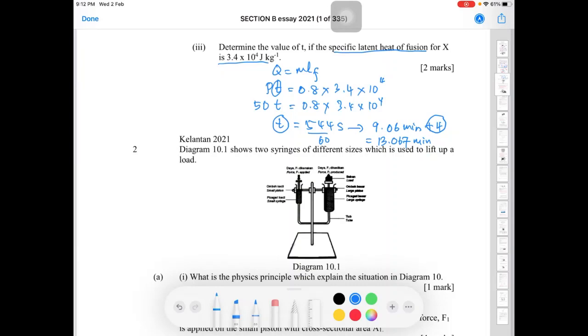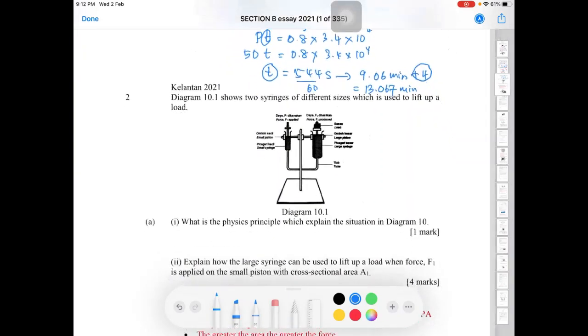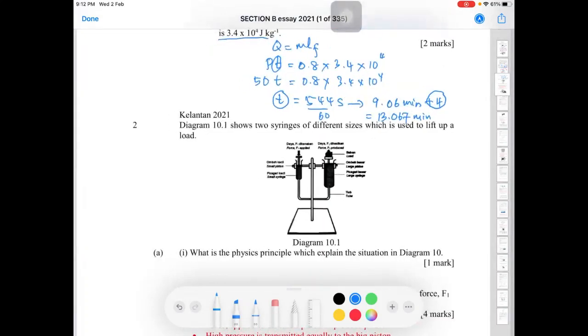Okay, kita go to number 2. Okay, you nampak this gambar, you sebenarnya mesti dah tahu dah. This is your Pascal, sebab dia enclosed liquid. Dia tutup. And one side the piston is small and another side the piston is big. So anything enclosed, liquid enclosed, that is Pascal principle. So what is the physics principle?